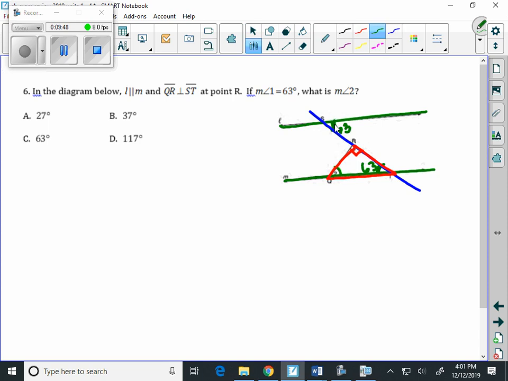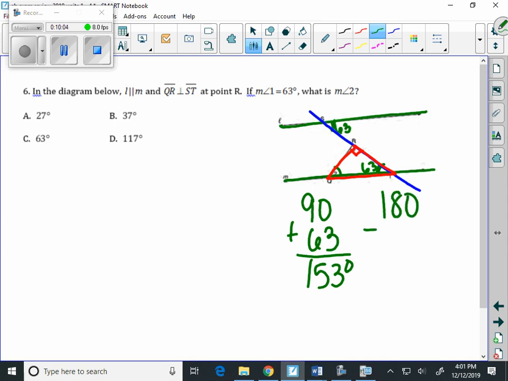So what we know in here is we know 90 degrees, we know 63 degrees, and if we add that together, we get 153 degrees. A triangle has 180 degrees, and if we subtract what we already know from it, the 153 degrees, we should get 27 degrees.